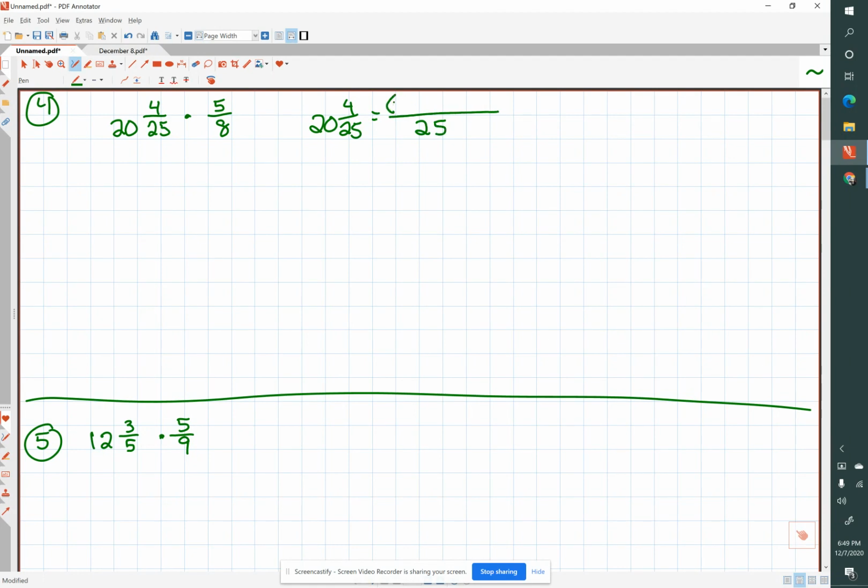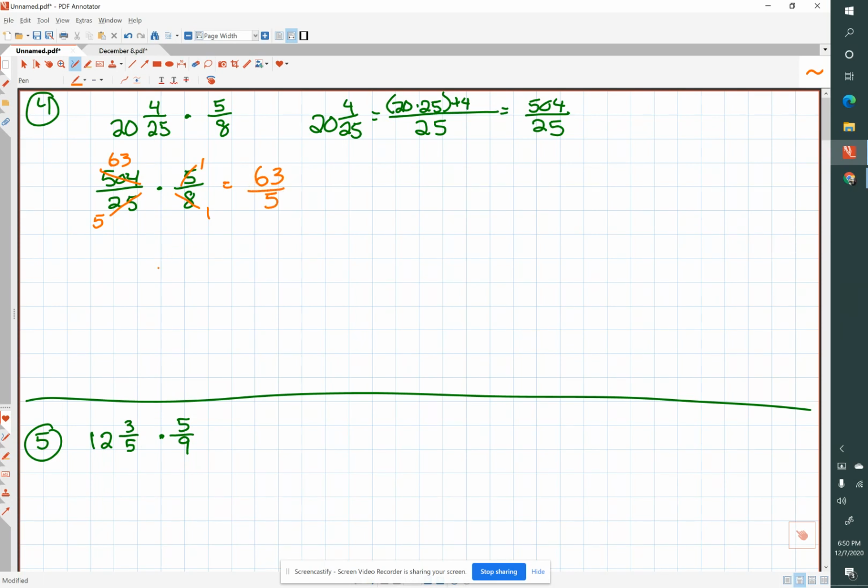25 is our denominator. 20 times 25 plus 4, which gives us 504 over 25. And then we'll take that and we'll multiply that times 5/8. And we can do quite a bit of simplifying here. 5 divided by 5 is 1. 25 divided by 5 is 5. 8 divided by 8 is 1. 504 divided by 8 is 63. That gives us an answer of 63 over 5.